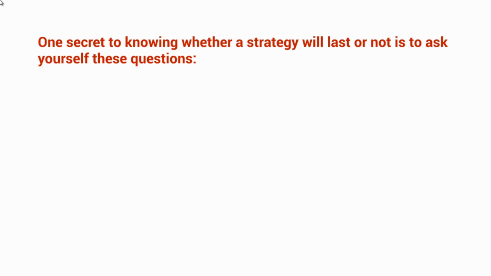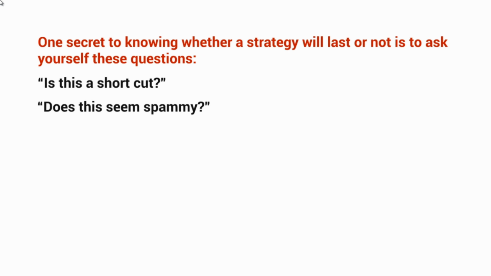Now, one secret to knowing whether a strategy will last or not is to ask yourself these questions. So this strategy, along with other strategies, you should ask this question over and over. Is this a shortcut? Does this seem spammy? And best of all, will this upset your visitors? So the people that are coming to your YouTube channel via google.com or any other site, is this going to upset them? Because if it does, then guess what? Google is not going to like what you're doing, because they care more about the people that go to Google or go to YouTube and type in a keyword. They care more about them because they are who they are catering to, essentially.